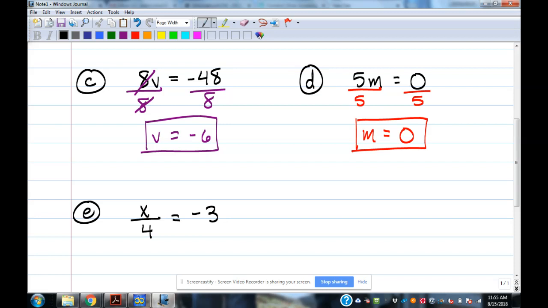So here we have x over 4 is equal to negative 3. So thinking about what operation is going on the left side. They're dividing. What are they dividing by? 4. So the opposite of dividing by 4 would be multiplying by 4. This is how you're going to show multiplication. Parentheses, the number you're multiplying by right beside it. On the other side, parentheses, the number you're multiplying by. Okay.